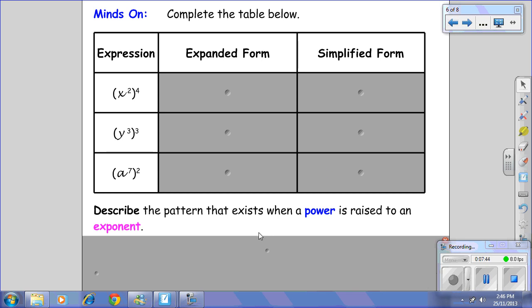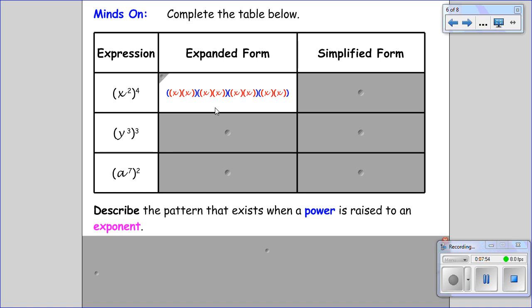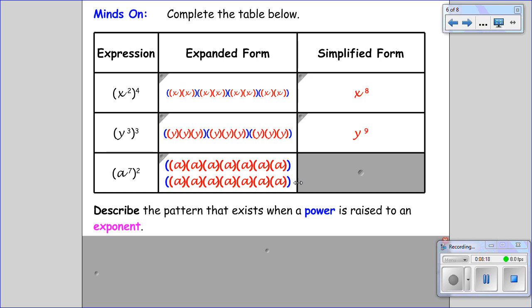Finally, we're going to look at powers of powers. Again, pause the video and do the work yourself in order to remember it and retain an understanding of why things are occurring. X squared to the exponent 4 means x times x multiplied by the same thing 4 times. So really, I see x to the 8. Y cubed, cubed means y times y times y 3 times. So again, I see y to the 9. A to the 7 squared means a multiplied by itself 7 times, twice. So a to the 14.